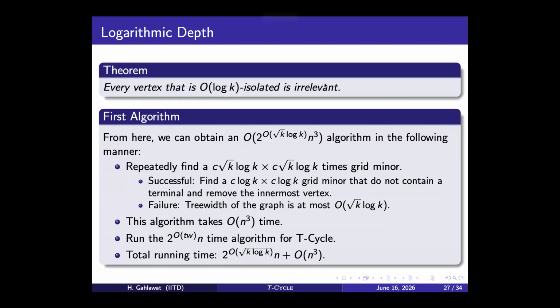You delete a vertex from here. So you repeatedly find such a grid minor. If you are successful, delete a vertex. If you fail, you go to square root of k log k. Each time to delete a vertex, you need n square time, because this win-win algorithm required n square time. And in total, you require n cube time.